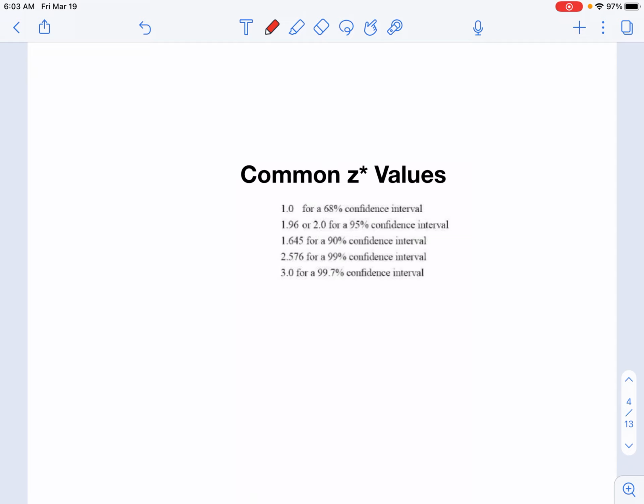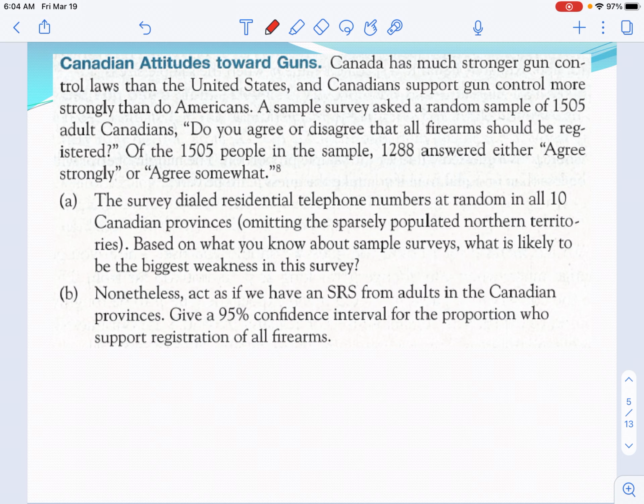So let's take a look at an example problem here. This is from the textbook, and we're looking at the Canadian attitude towards guns. It says Canada has much stronger gun control laws than the United States, and Canadians support gun control more strongly than do Americans. A sample survey asked a random sample of 1,505 adult Canadians, do you agree or disagree that all firearms should be registered? Of the 1,505 people in the sample, 1,288 answered either agree strongly or agree somewhat.